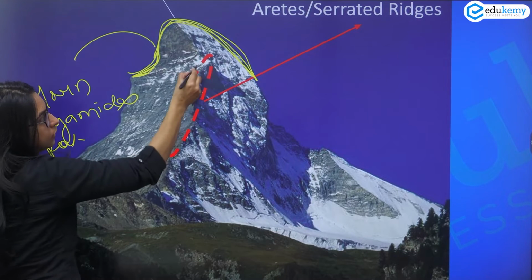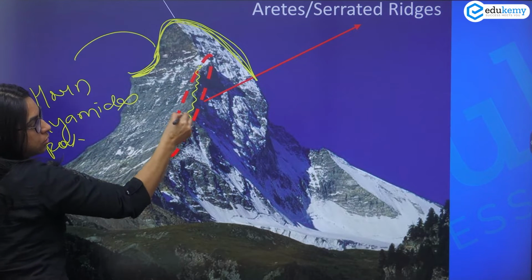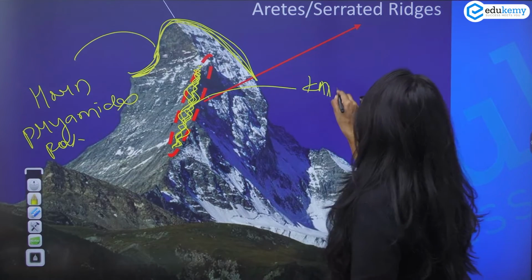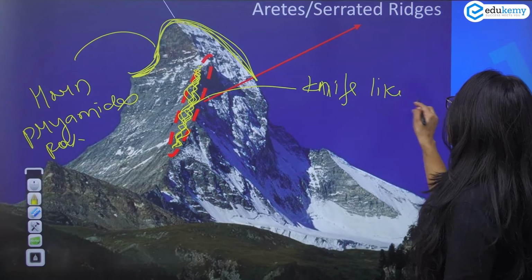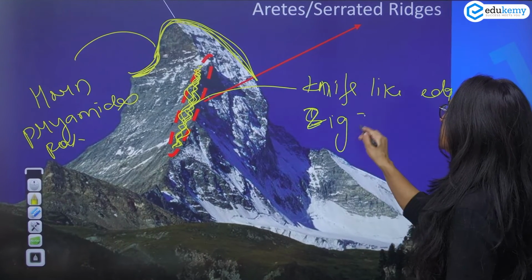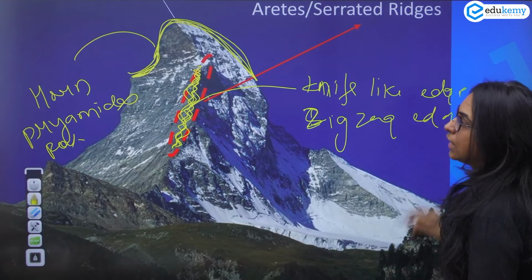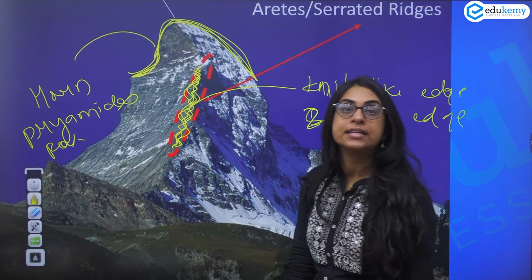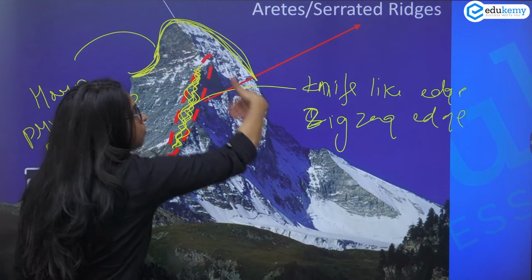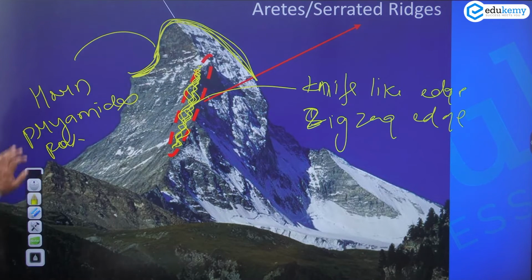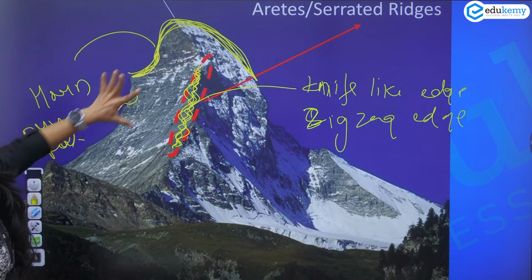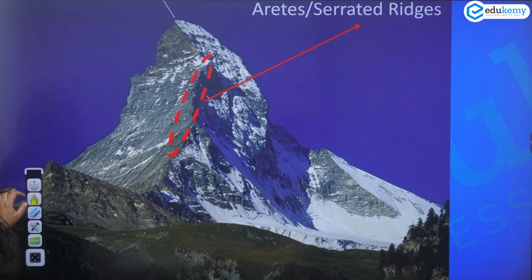Okay, this is a knife-like edge, seesaw, zigzag edge. So a knife-like edge, or zigzag edge, that is created. This is called a serrated ridge or arete. So why is it happening? Because of the erosion. So this can be visualized. A horn can also be visualized, and a serrated edge can also be visualized.